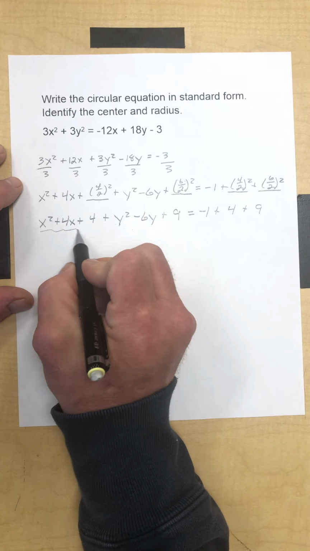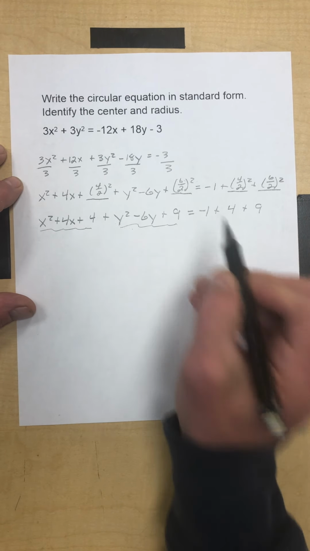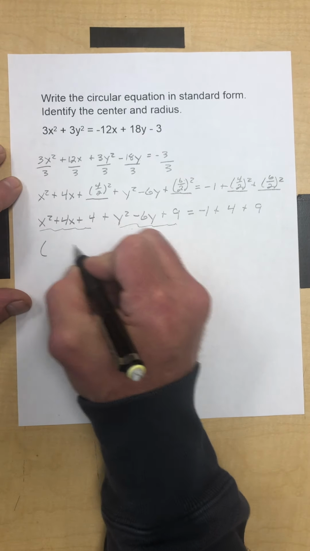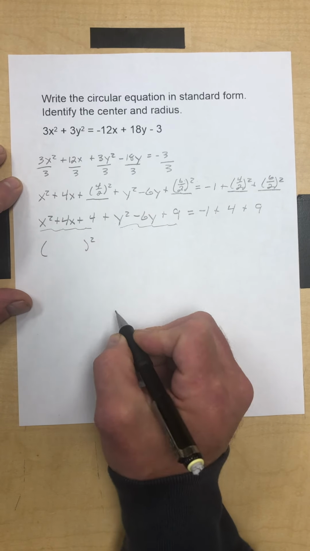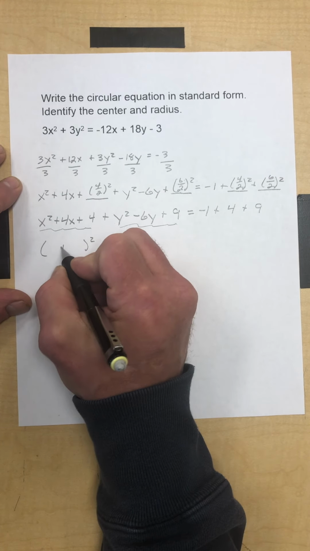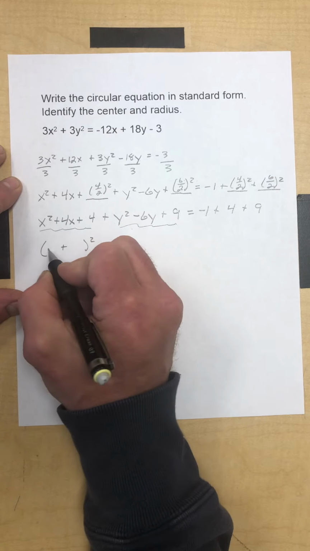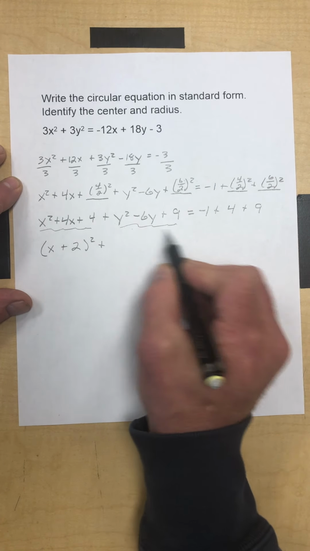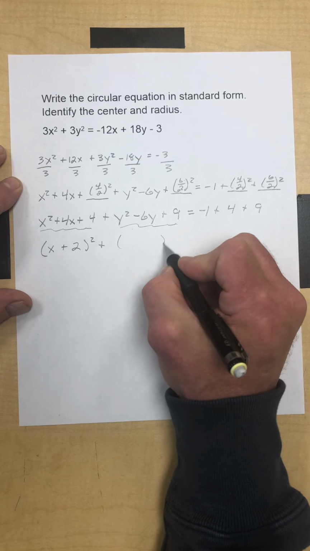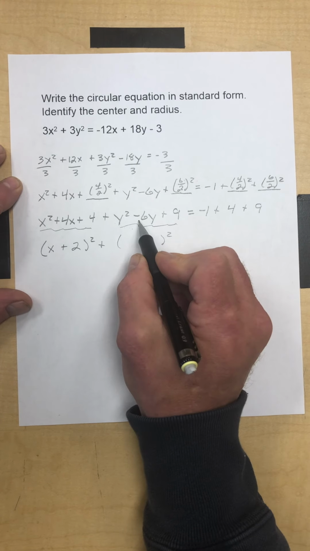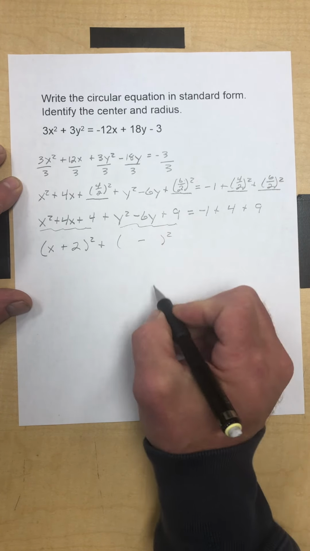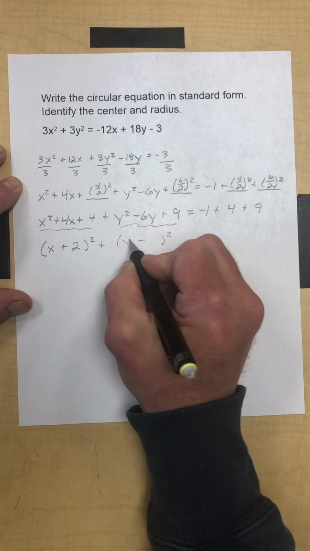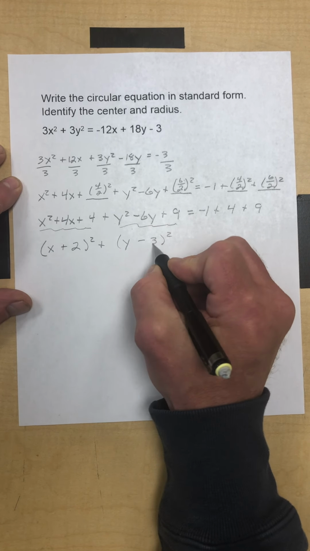So I got a perfect square trinomial here, and I got a perfect square trinomial there. We factor that guy into the square of a binomial, bring the sign of the linear term down, square root of x squared is x, square root of 4 is 2. Good. Another perfect square trinomial factors into the square of a binomial, bring the sign of the linear term down, square root of y squared is y, square root of 9 is 3.